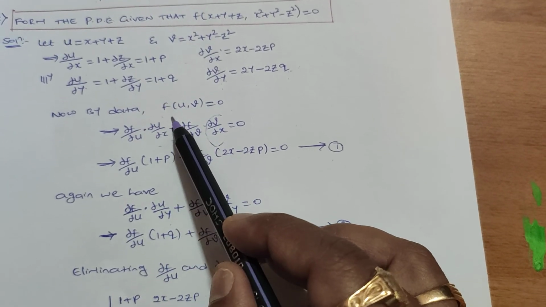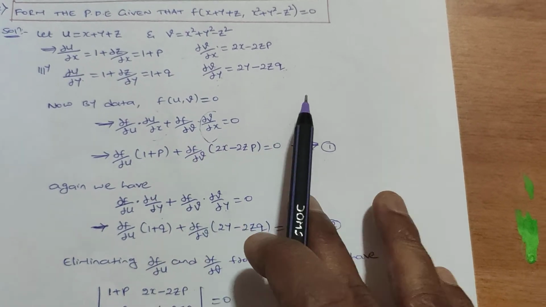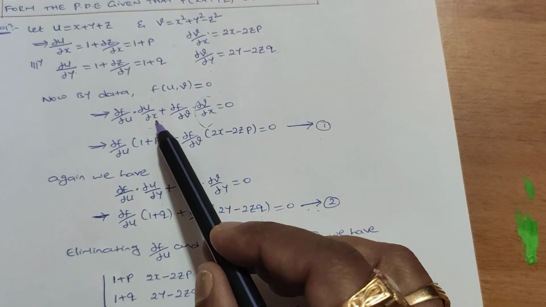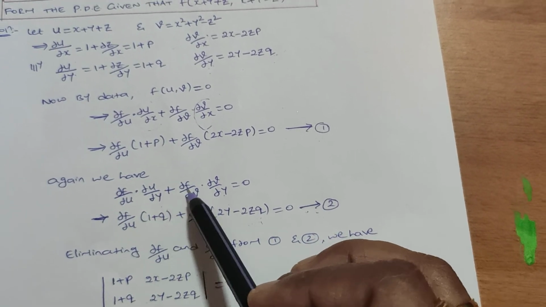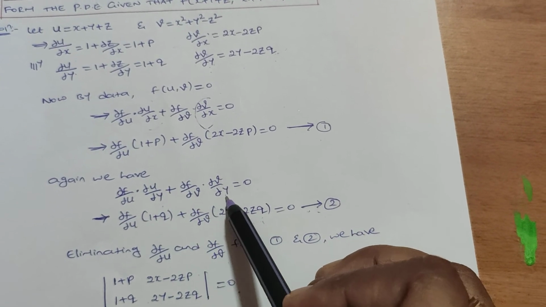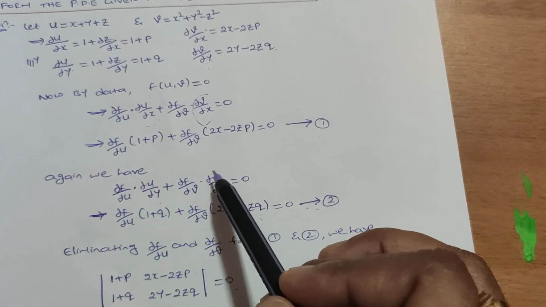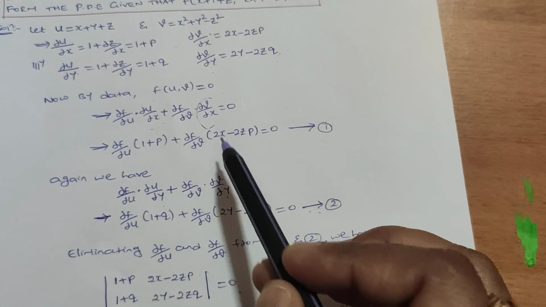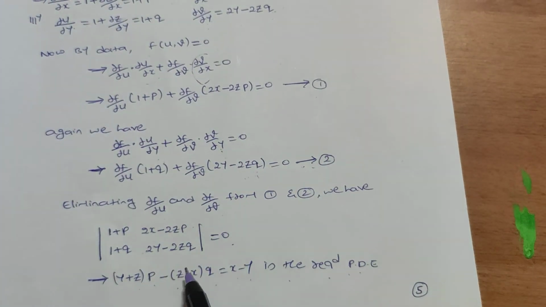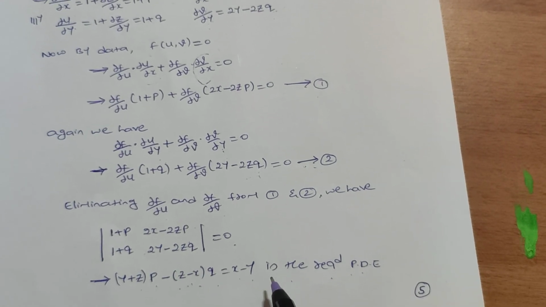Replace the values of dou u by dou x and dou v by dou x in the respective places. Similarly, with respect to y, dou f by dou u into dou u by dou y plus dou f by dou v into dou v by dou y. Replace the values of dou u by dou y and dou v by dou y, and considering the values in determinant form and expanding, we get the required partial differential equation.